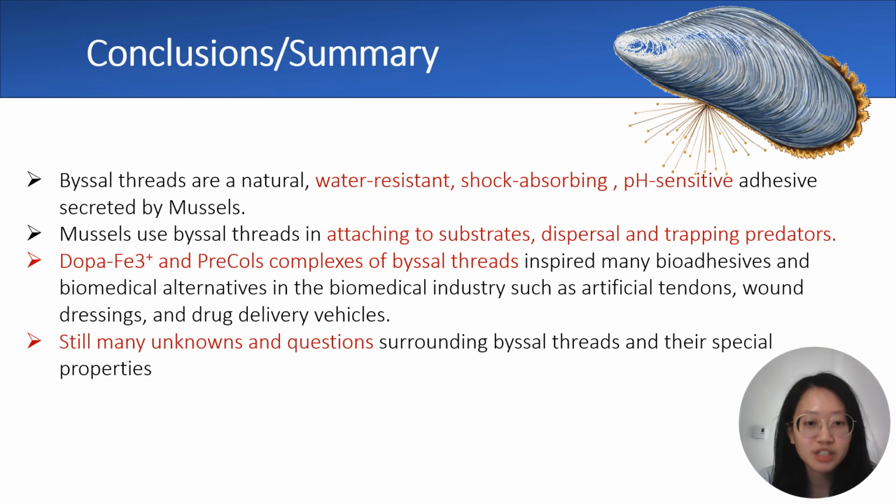So in conclusion, today I talked about Byssal threads and how they are natural, water-resistant, shock-absorbing, and pH-sensitive adhesives secreted by mussels. They are used in attaching to substrates, dispersal, and catching predators. Iron DOPA and precol complexes of Byssal threads have inspired many bioadhesives and alternatives in the biomedical industry, such as artificial tendons, wound dressings, and drug delivery vehicles. There are still many unknowns and questions surrounding Byssal threads and their special properties that remain to be discovered.